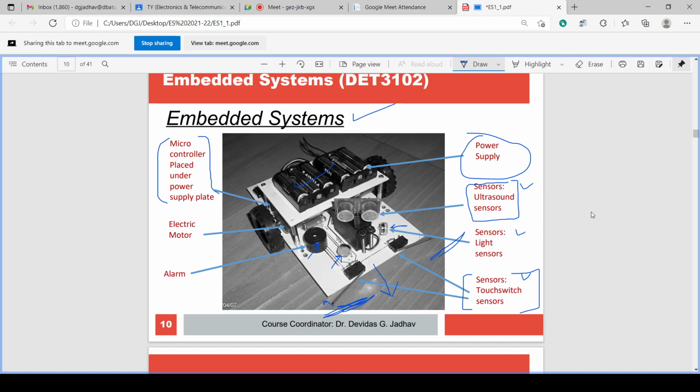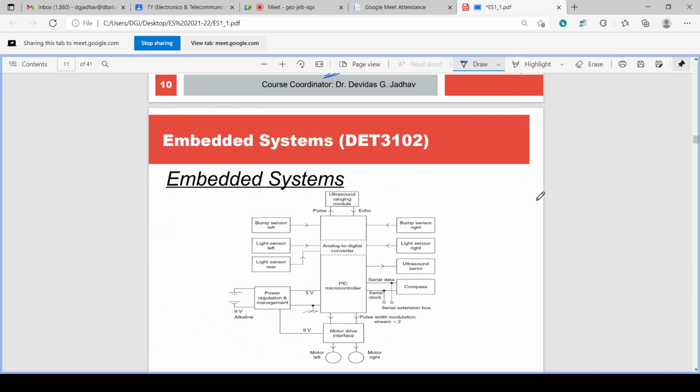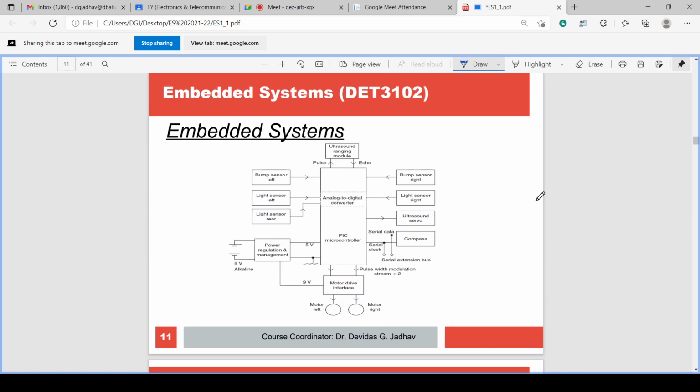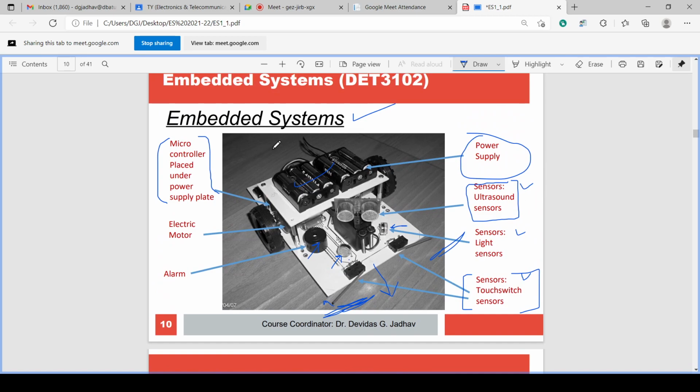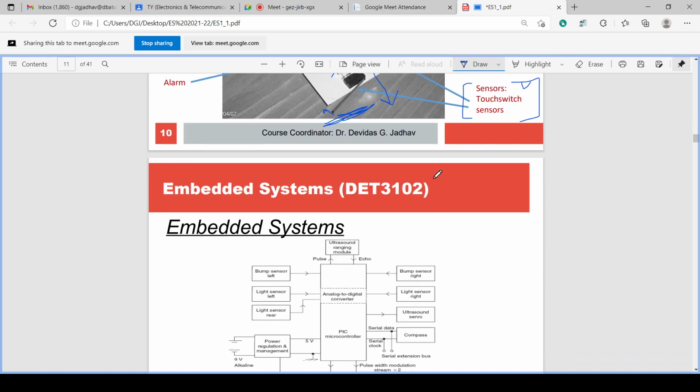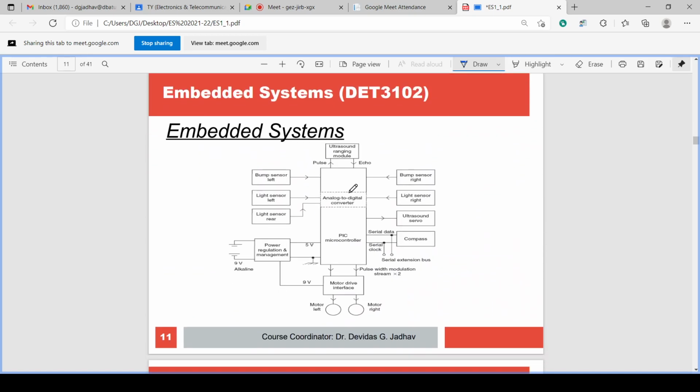It is a small robotic vehicle or robot vehicle, we can say robotic buggy or robot. So this is the example of an embedded system. The example of an embedded system shown here has the block diagram as shown. Okay, embedded system block diagram.